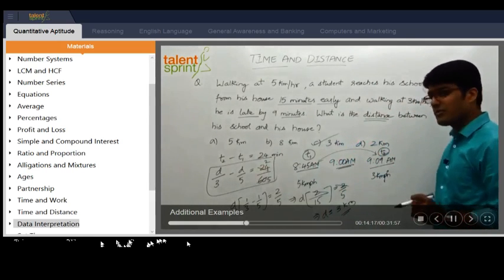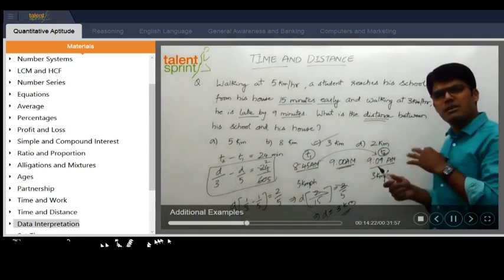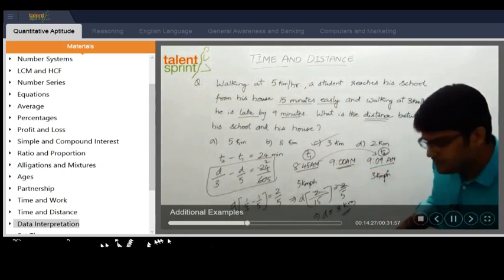If you want a shortcut formula for this one, since this is a very popular example, I would give you a shortcut formula. If you are comfortable, mug it up. Otherwise, the concept is very, very easy, right? Now, what is the shortcut formula? Simple.